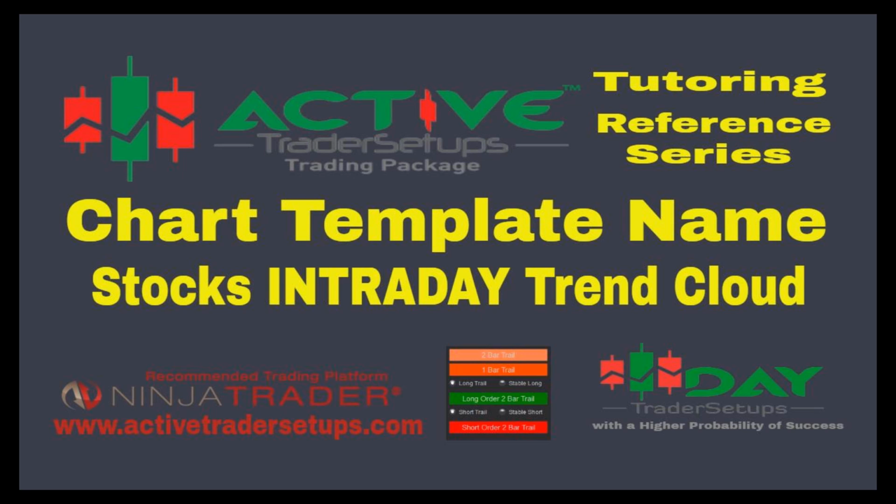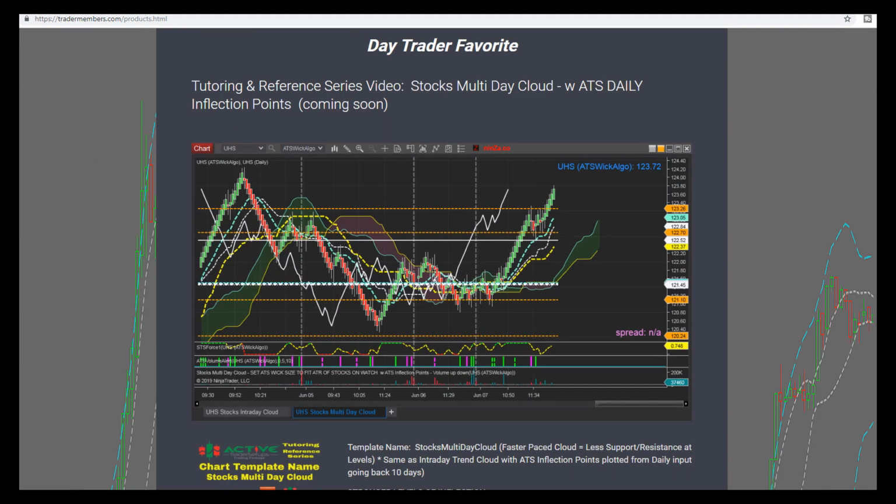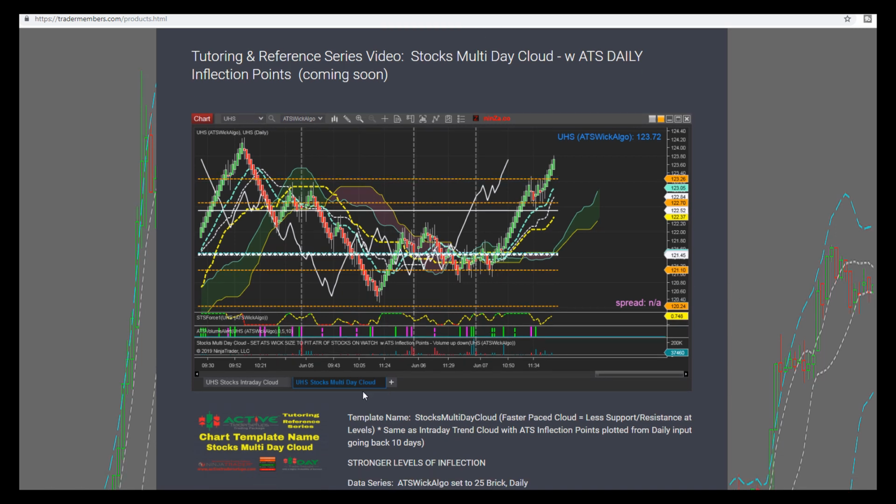Chart template name: Stocks Intraday Trend Cloud. This is a day trader favorite. I don't want you to confuse this cloud with the next cloud. There are 2 separate videos. They look just alike. The key difference, the only difference, is the inflection points. This is a day inflection point on the ATS inflections running off the daily cloud. That's what we call a stocks multi-day cloud.